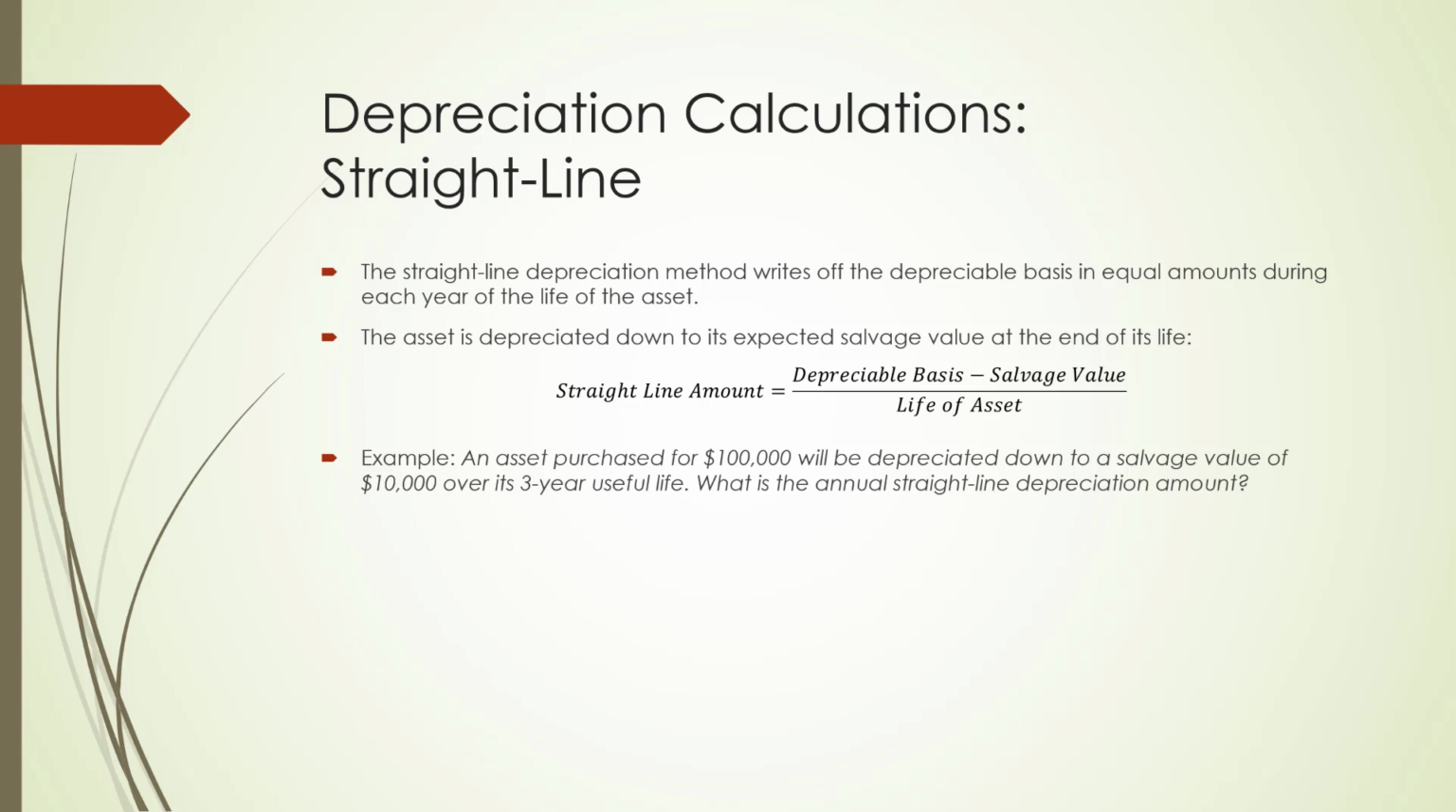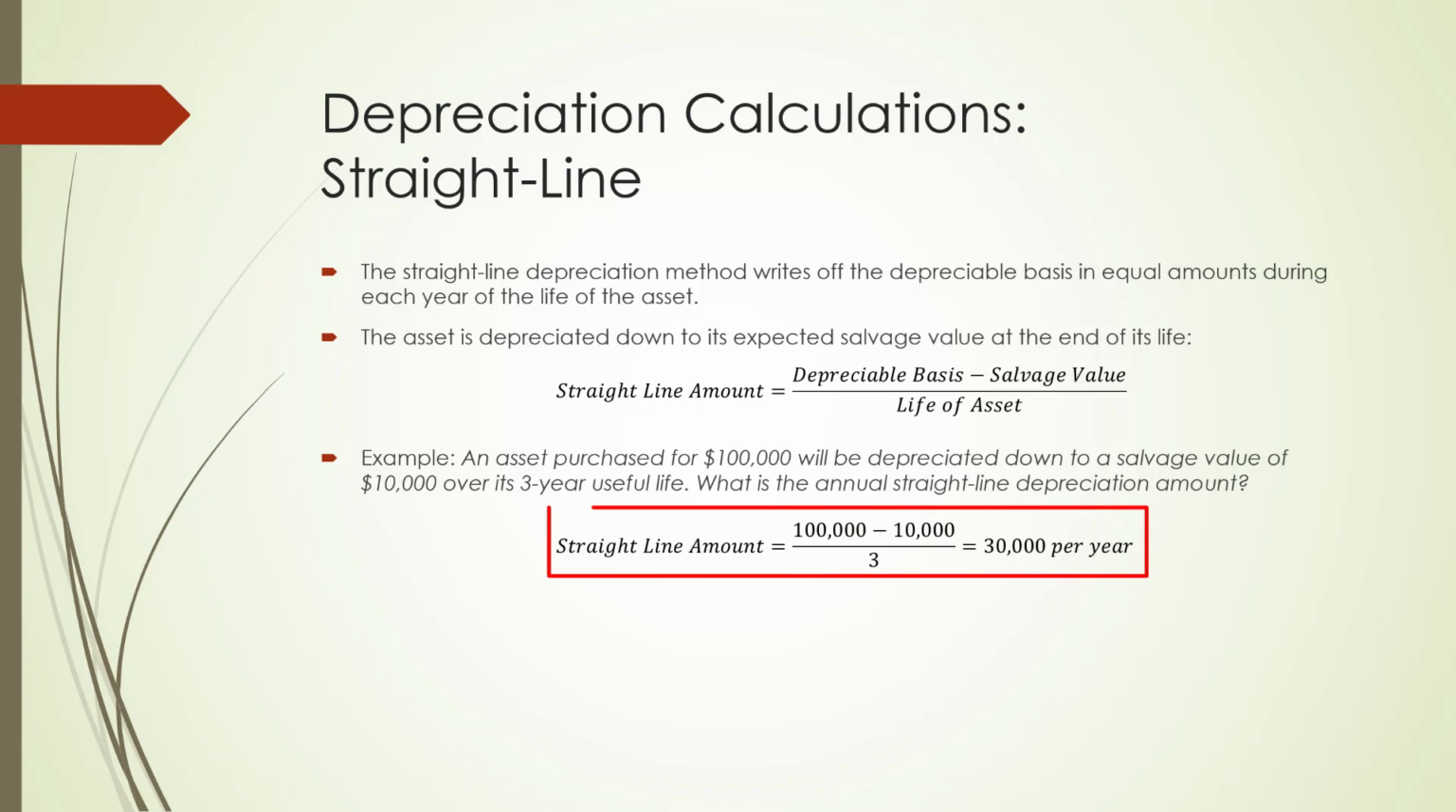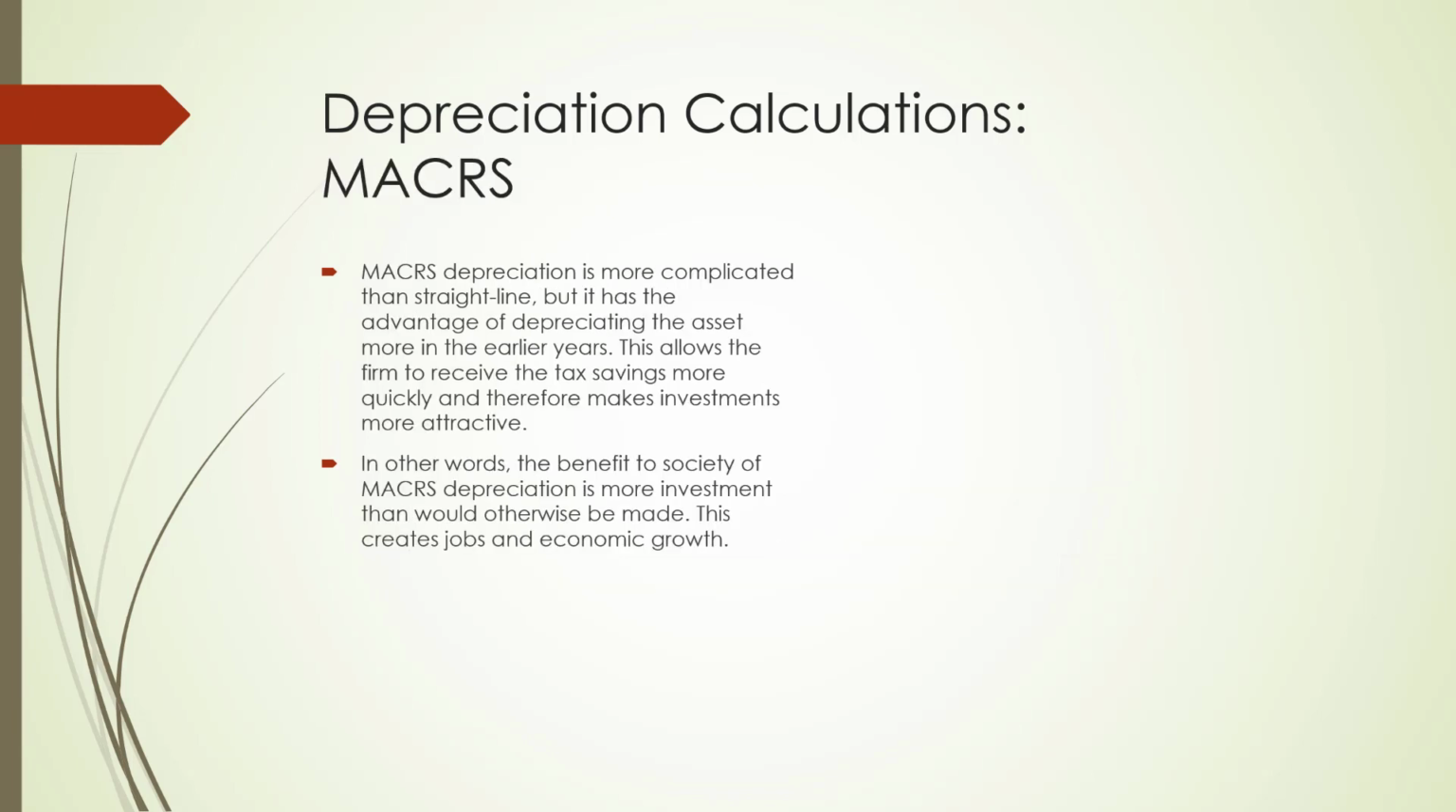Well, it'll be $100,000 minus $10,000 gives us $90,000 divided by 3 years, which is $30,000 per year. And you can see that in the equation here. So straight line depreciation is easy to calculate. But for tax purposes, most companies are going to use what's called MACRS. That is the Modified Accelerated Cost Recovery System.